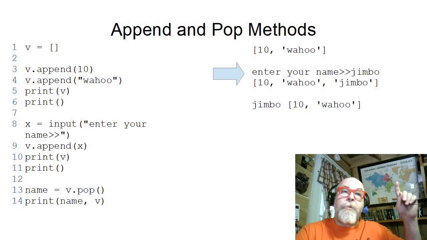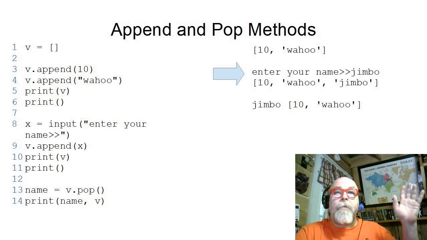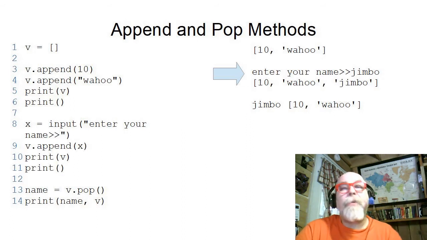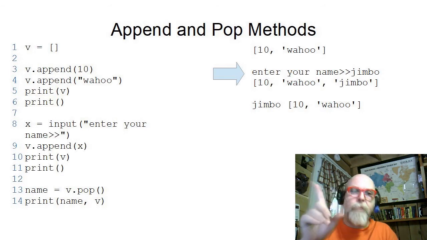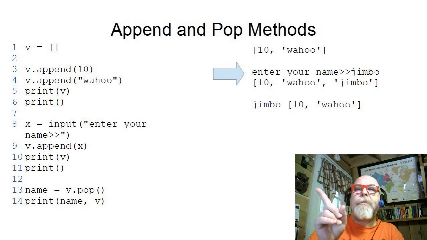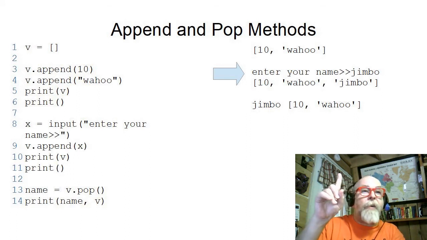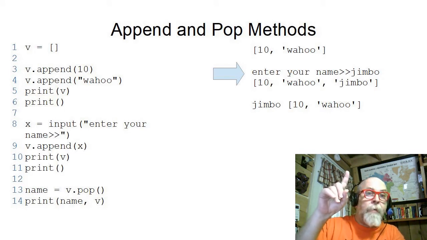It added Jimbo to the end of the list, and we're great. Now, on line 13, take a look. I have the variable called name equal v.pop, parentheses. It won't work if the parentheses aren't there because that would access the property pop, not the method pop, but we just put the parentheses there. And so now the variable name contains the last value from the list. Well, the last value on the list is my name, Jimbo, and it removed it from the list.